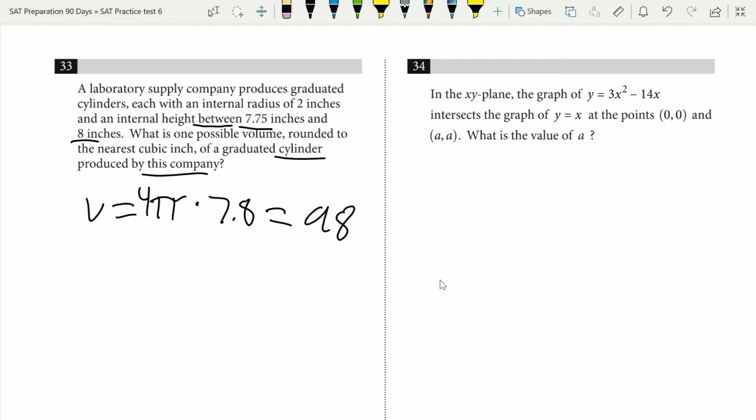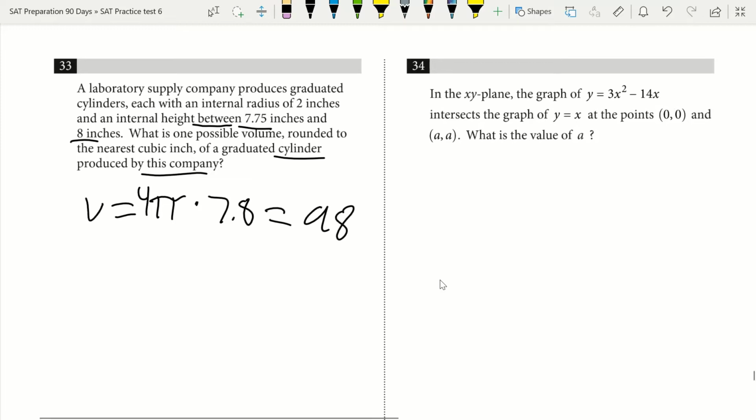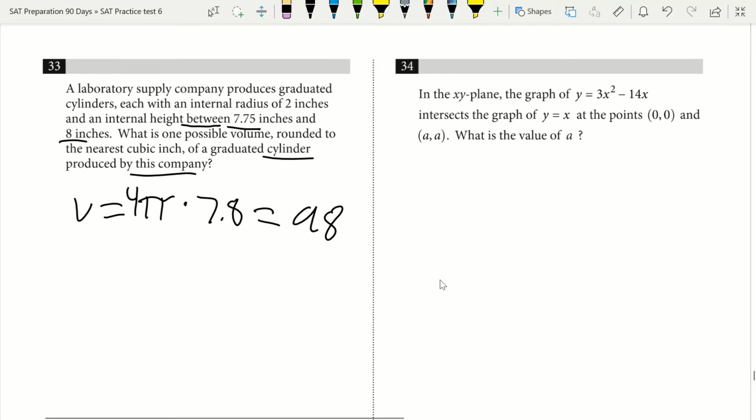Alright, now we've got question 34. In the xy plane, the graph of y equals 3x squared minus 14x intersects the graph of y equals x at the points 0, 0 and A, A. What's the value of A? Alright, well, if we know that we're intersecting at 0, 0 and A, A, okay, well, we can go ahead and plug in.